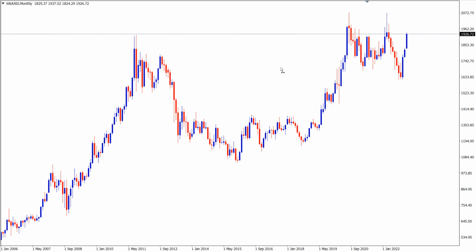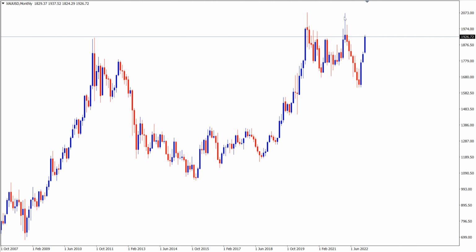The gold is moving in an uptrend. It's in a very strong uptrend. The buyers are more, and right now it's around the 1930 price level. So still the gold tries to move up.